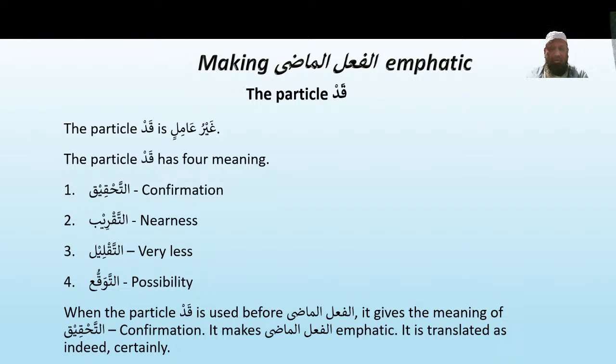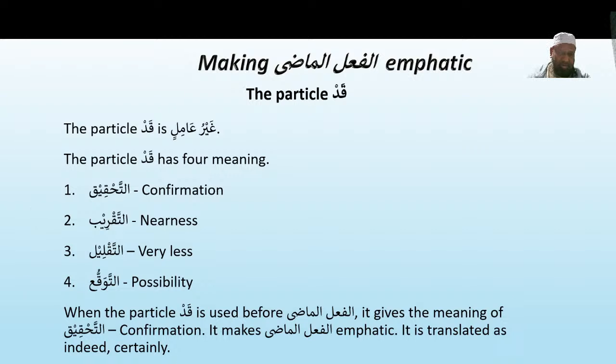When the particle قد is used before الفعل الماضي, it gives the meaning of التحقيق, confirmation. It means certainly the فعل has been done. There's no doubt about it. It makes الفعل الماضي emphatic. It is translated as indeed, certainly. So when we see قد with فعل ماضي, this is one of the ways to make الفعل الماضي emphatic.